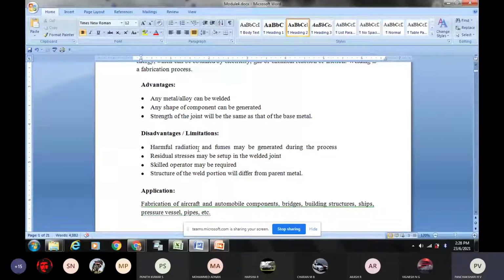Next, residual stresses may be set up in the weld joint. This I also explained. Residual stress is nothing but stress which is already present in the material. Due to welding, some amount of stress accumulates within the material. That is called residual stress. This residual stress we have to remove, by means of a proper heat treatment process.